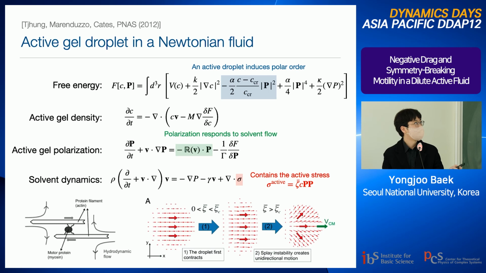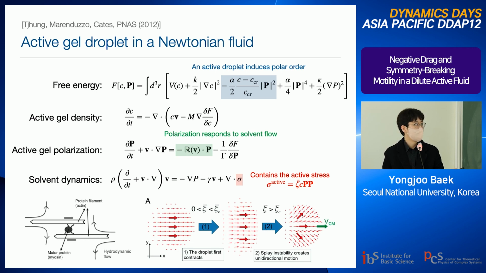For example, here I'm showing you a system of an active gel droplet in a Newtonian fluid. Here there are microfilaments like actin, which are joined together by motor proteins like myosin. This myosin tends to grab these filaments and pull them together. So overall, this kind of system tends to have polar alignment between these actin filaments, and these actin filaments always have some kind of contractile stress applied by these molecular motors. You can basically describe this system using a series of hydrodynamic equations.